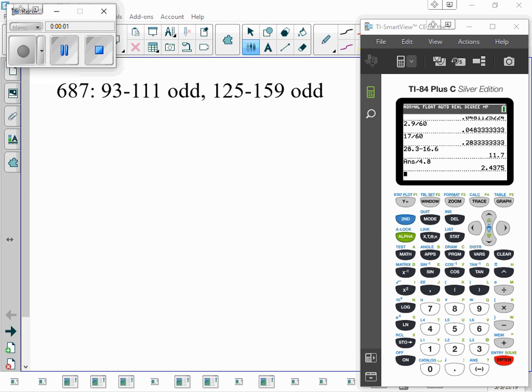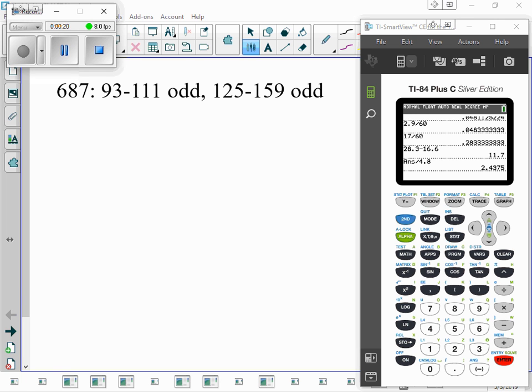Today is the last day of the Chapter 6 review, so we're going to start with problem number 93. Find the exact value of each expression, give the answer in radians. So arctangent just means tangent to the negative 1.